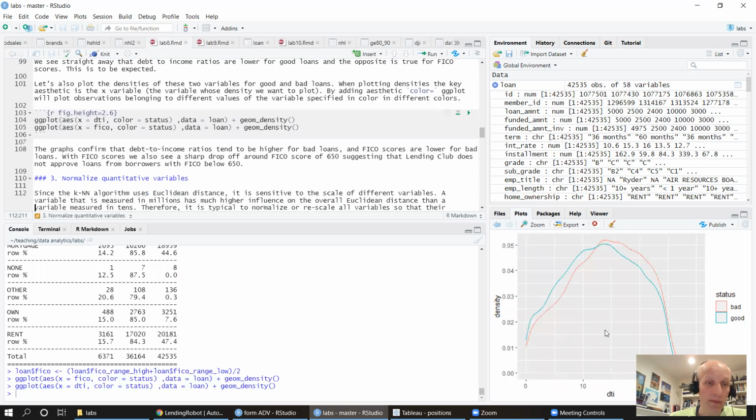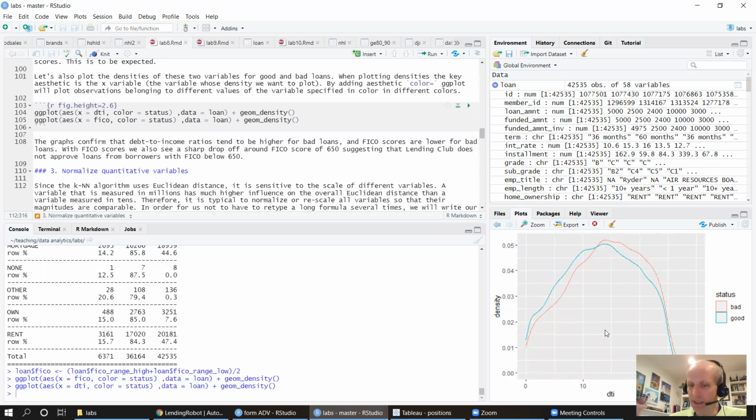Fantastic. What else can we do? Oh, let's actually stop here. I think we have two pretty good candidates for predicting which loans will be good and bad. Let's start with FICO and debt to income ratio.